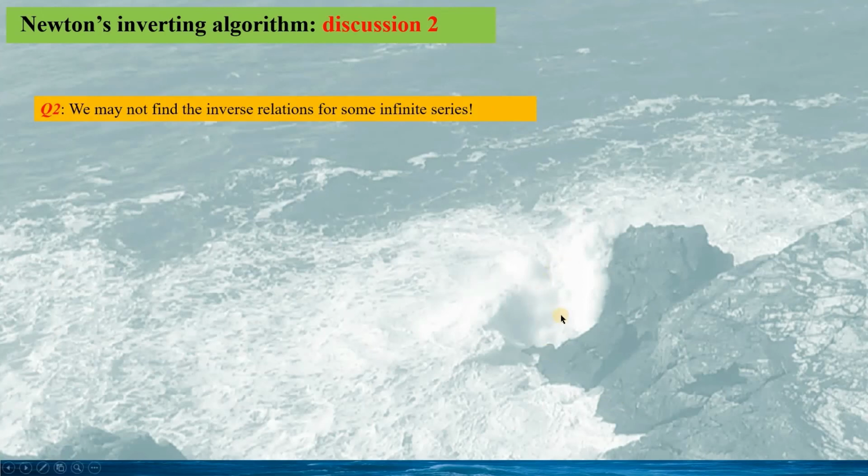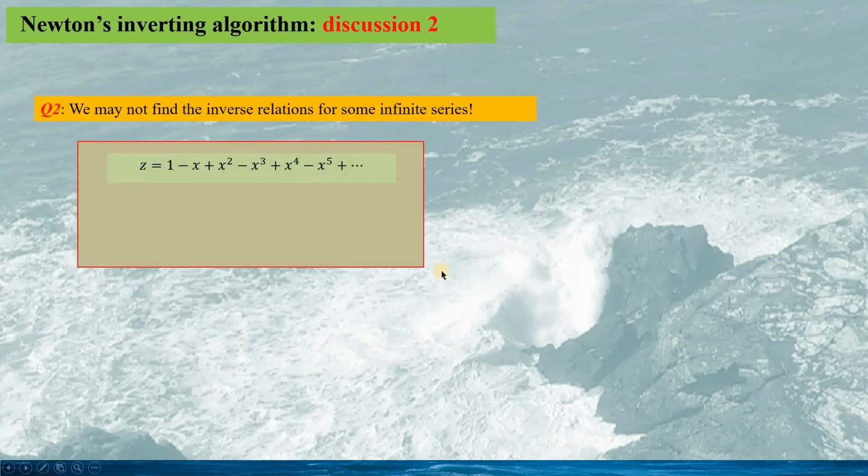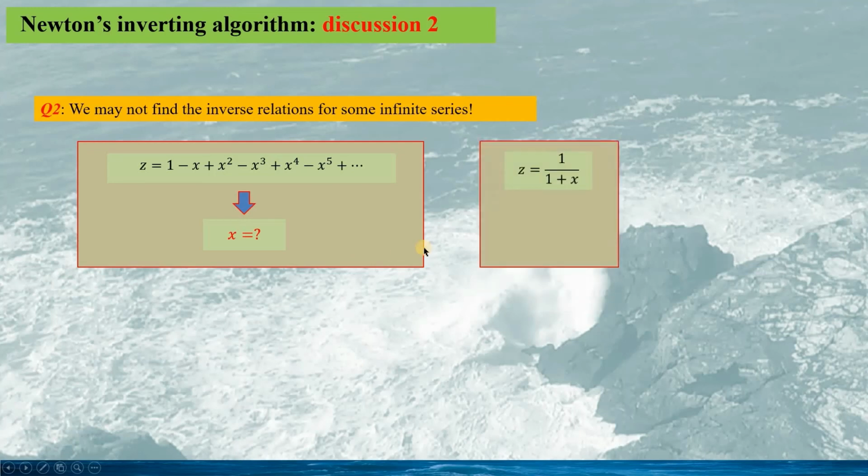The second question on Newton's inverting algorithm is that you might not find the inverse relation for some series. For example, if we have a simple infinite series given by this, we ask whether there is an inverse series for this series. As I can see, there should not be an inverse series for x. The reason for this we can see.